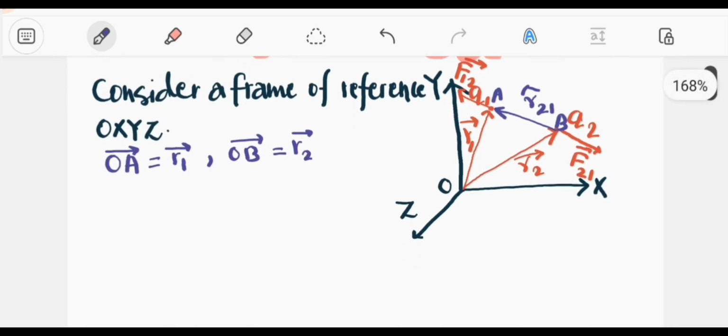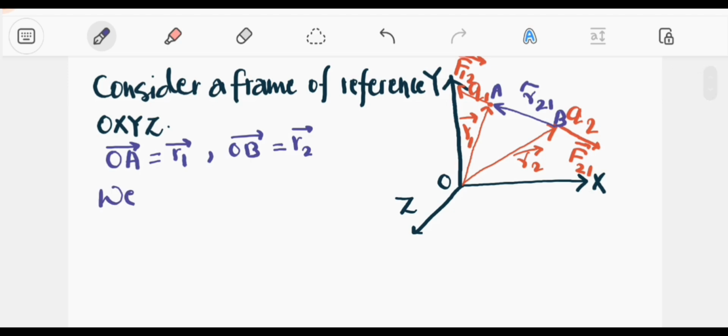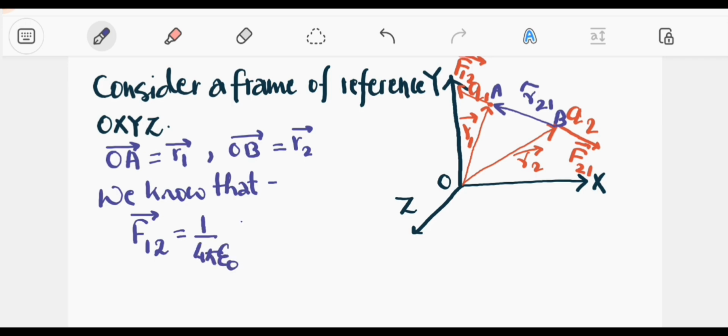Clear with this? So we know from Coulomb's law that the force on the first charge due to the second charge will be equal to 1 by 4 pi epsilon naught Q1 Q2 divided by R square. Here, when we talk about force on the first charge due to the second charge, the direction of R21 cap is along the direction of F12, so this will be R21 cap. Clear?